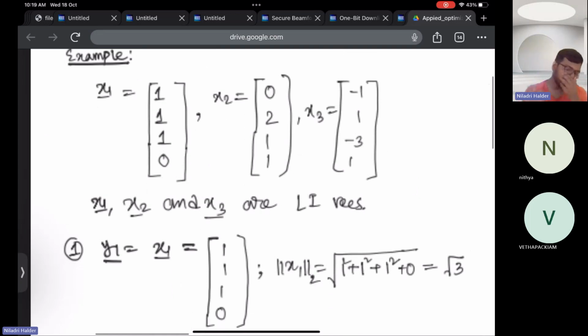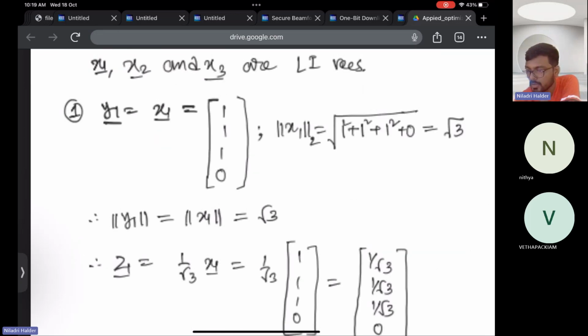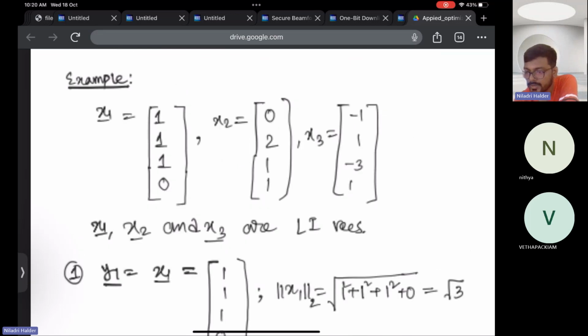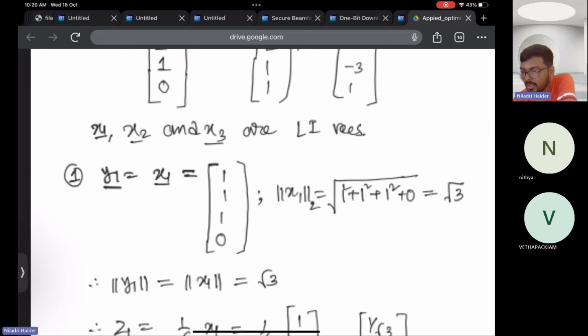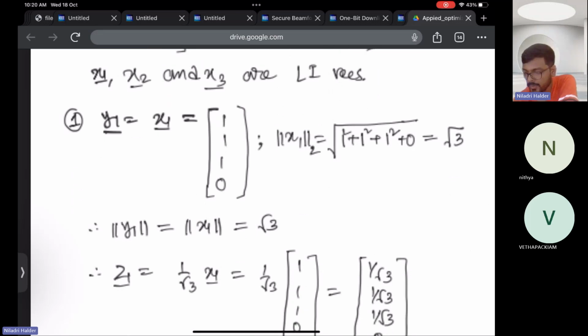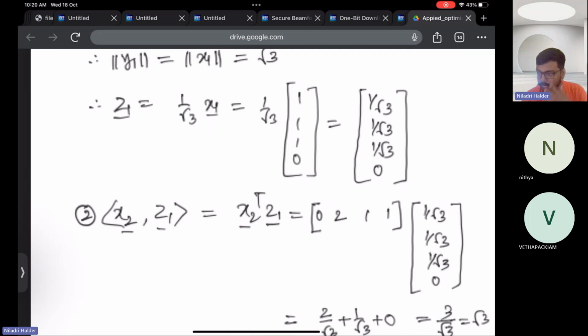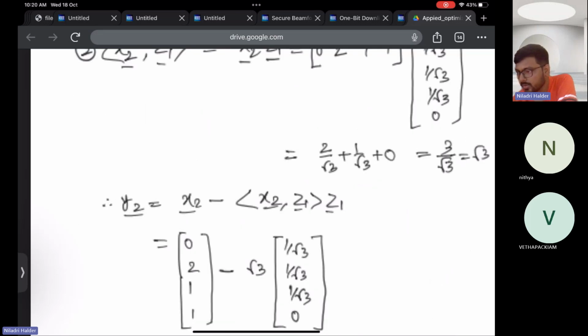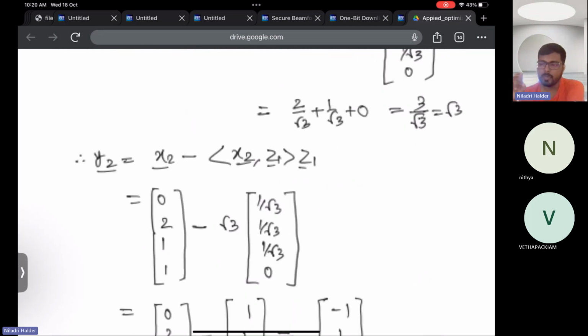This is just one example. There are three linearly independent vectors, and you need to find the orthonormal vectors from them. This is the process. At the first step, we take x1 equal to y1 itself, and then we find z1 equal to y1 divided by norm of y1. That is done here: 1 by root 3, 1 by root 3, 1 by root 3, 0. Then the inner product of x2 comma z1, I have found, is equal to root 3. Then y2 is equal to x2 minus inner product of x2 comma z1 into z1.